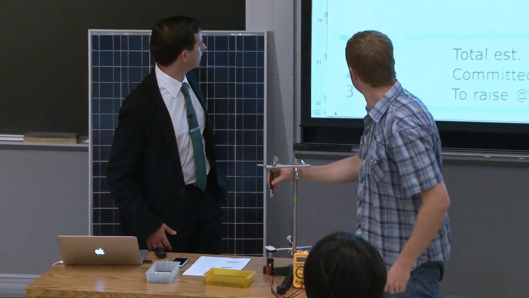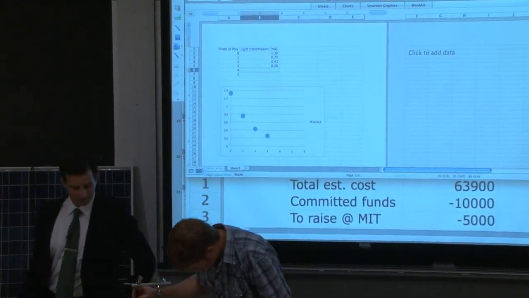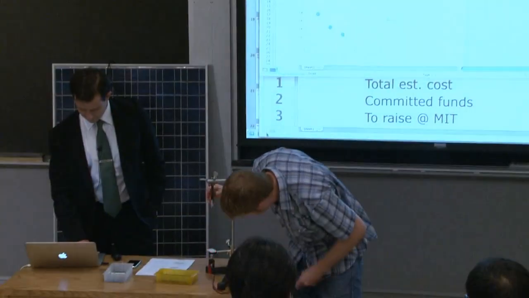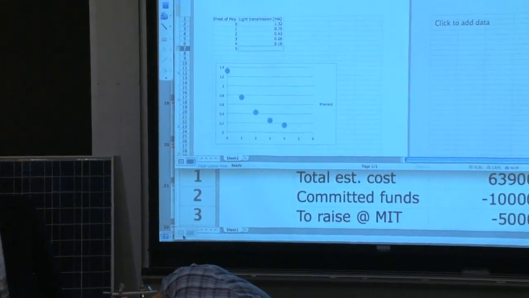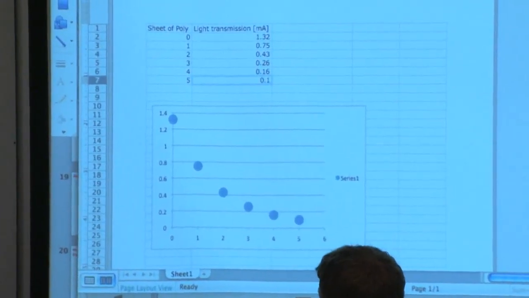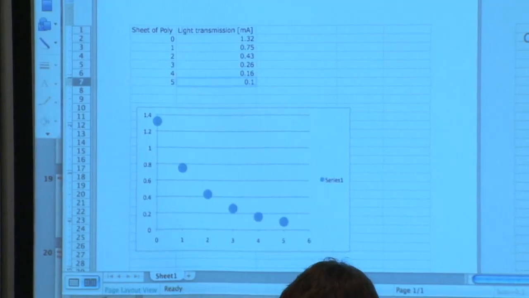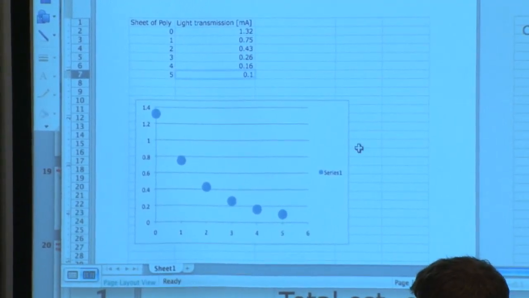Wow. Okay. So it didn't go in a straight line. It's actually starting to curve down. Cool. Okay. And we keep going. 0.16. 0.10. Okay. Look at that. What sort of curve is it? Exponential. It looks like one, at least.